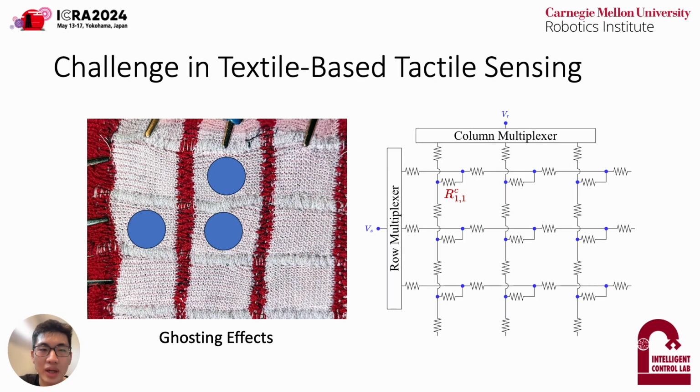However, signal processing of textiles-based tactile skin still poses a great challenge due to it being noisy and subject to ghosting effect, where false detections occur due to alternate electrical paths. This degrades the accuracy of multi-touch force sensing.